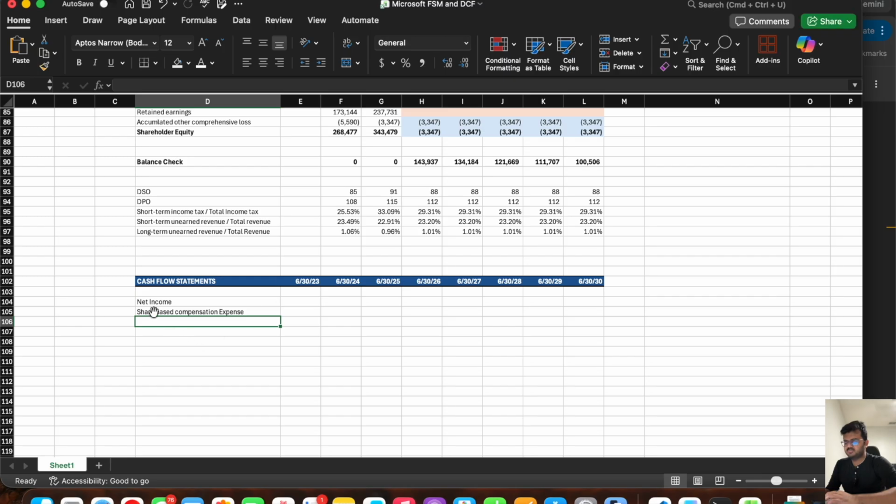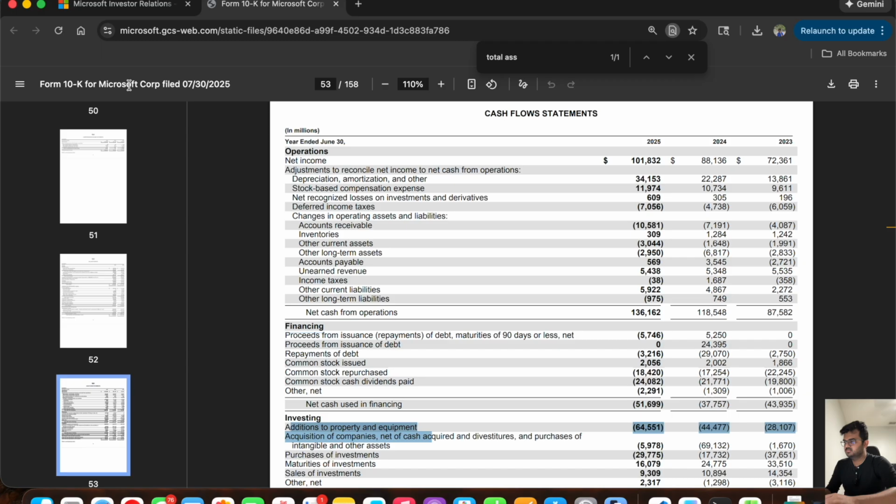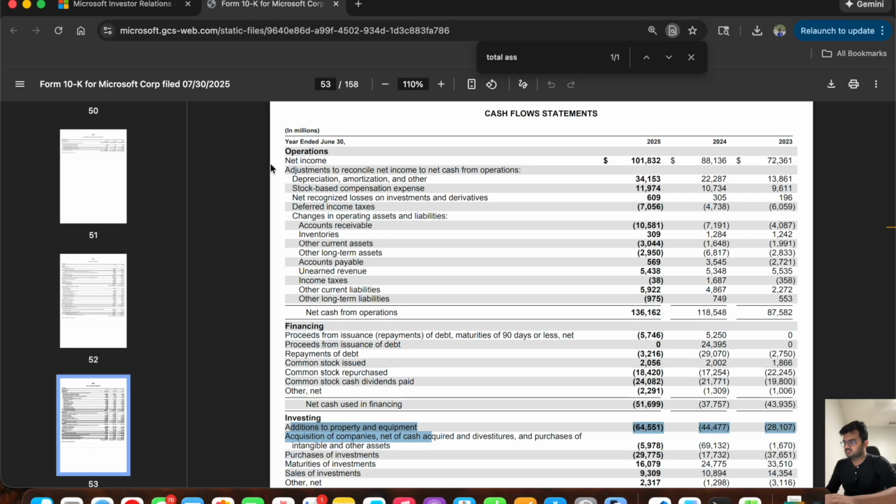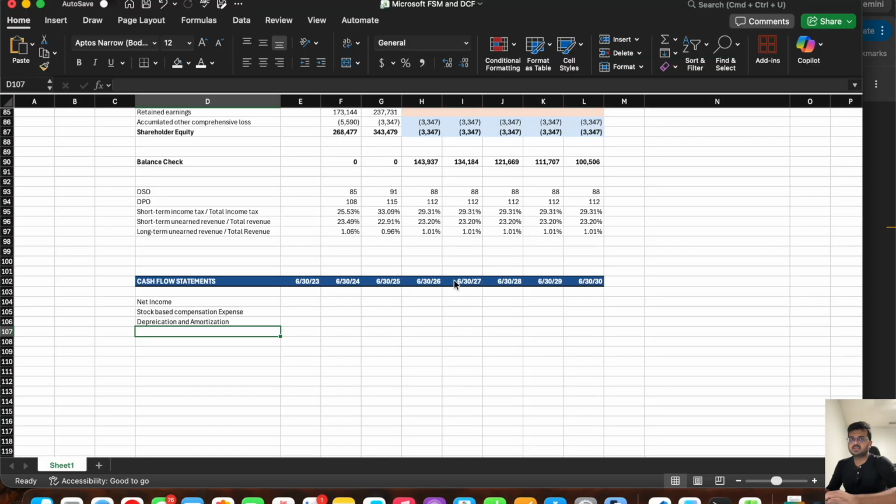I mentioned it as share based compensation or stock based, so it's fine, but I'll stick to the same name. Next one is depreciation and amortization. Then we have these 2 items: losses on investments and derivatives, and deferred income tax. These 2 items we don't have much insight into, so I'm not going to consider them here. I'll just go to changes in operating assets and liability.